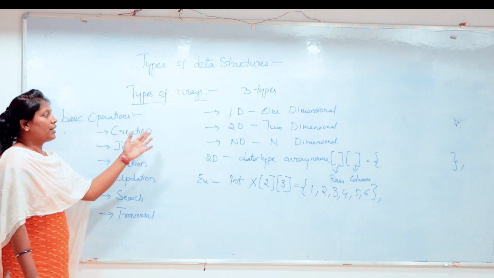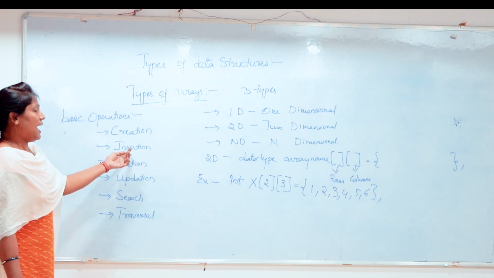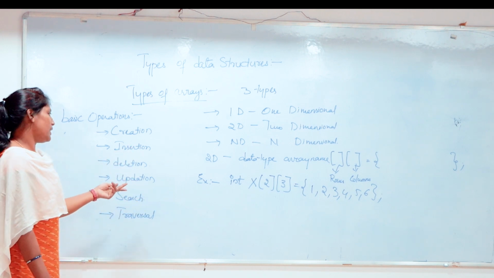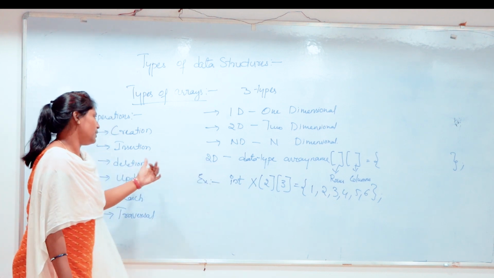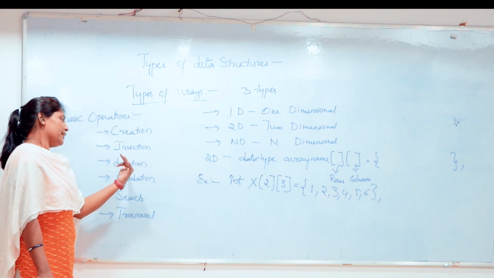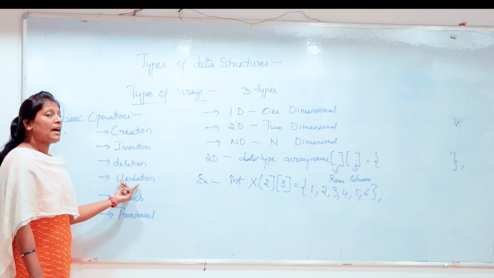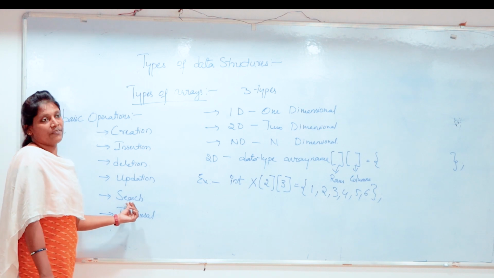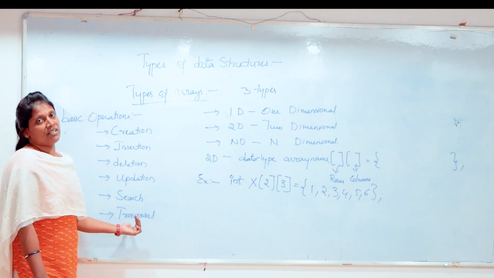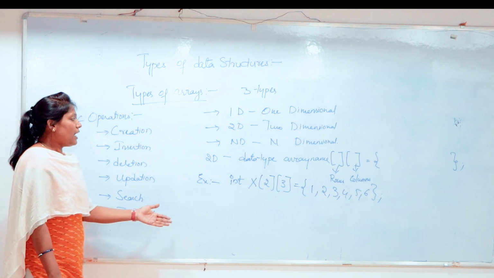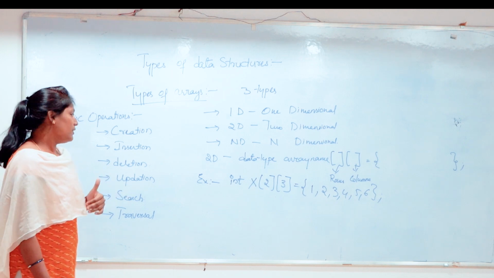First one, creation. Creating an array, either a one-dimensional or a two-dimensional array, and inserting elements into our array, and the deletion process. Using the index number, we will be performing insertion and deletion. And updation: after performing these two operations, updation should be done, and after that we will be searching for a particular element in our array, and also the traversal. Traversal is nothing but traversing throughout the array to see how many elements are present in our array.